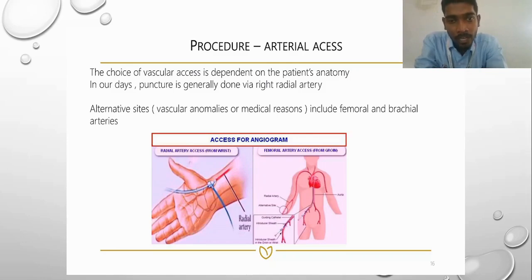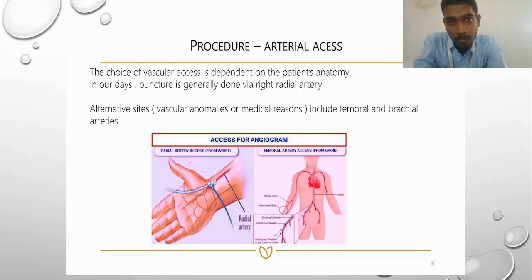What is the procedure we have done? We have placed a sheath, okay, and also the catheter. In later classes, we will discuss what a sheath is, what a catheter is, and what equipment we have used through the procedure. And then there are two types of access, vein and also artery, where we can access the coronary artery. We can access the radial artery and also the femoral artery.